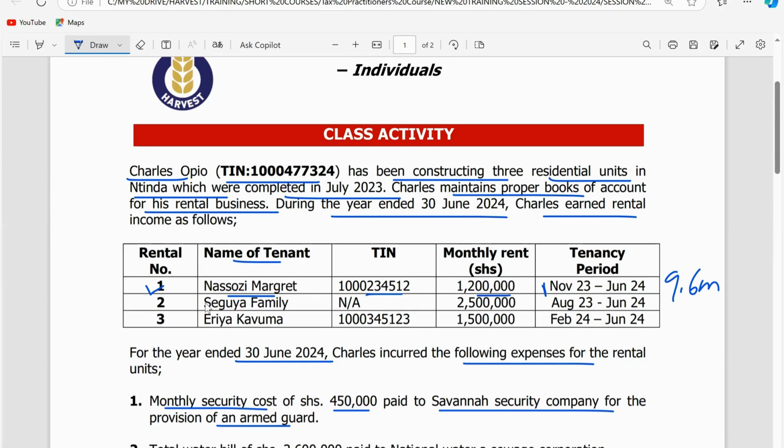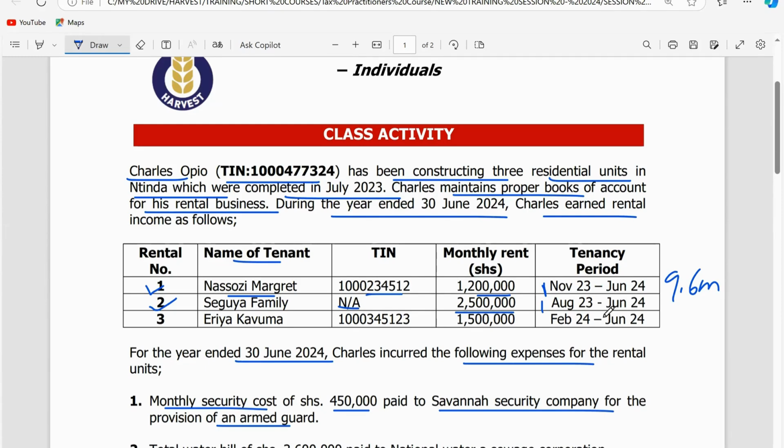Now let us go to rental unit number 2. In rental unit number 2, we have Seguia family, not teen. Now this family is supposed to pay 2.5 on a monthly basis. They have been in this unit from 1st of August 2023 to 30th of June 2024. How many months are these? Rental unit number 2. Share with me in the chat. How many months are these?